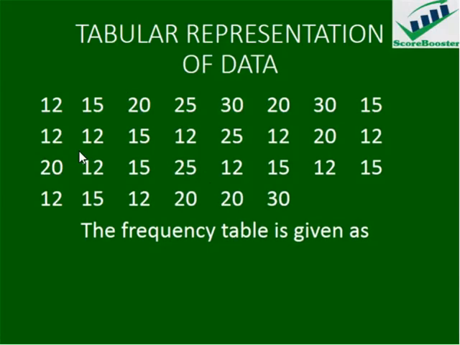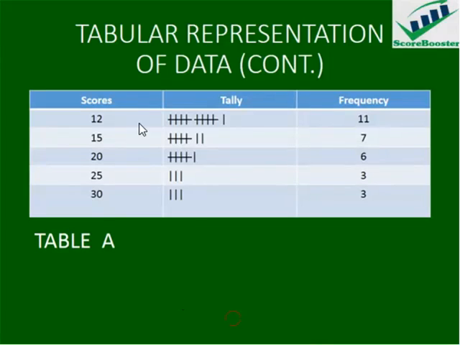So we have to find the number of 12s in this particular data, the number of 15s, the number of 20s, the number of 25s and the number of 30s. This is what we are going to represent on the frequency table. So this is the first column, which is the data given. We are talking about scores in a mathematics test, that is why we have scores here. The second column will be where the tally is, and the third column will be for the frequency.